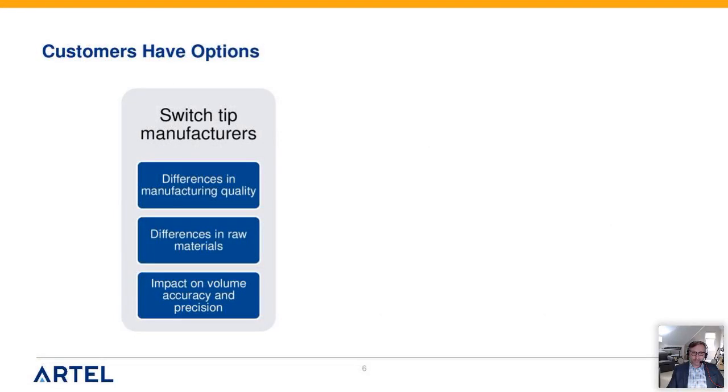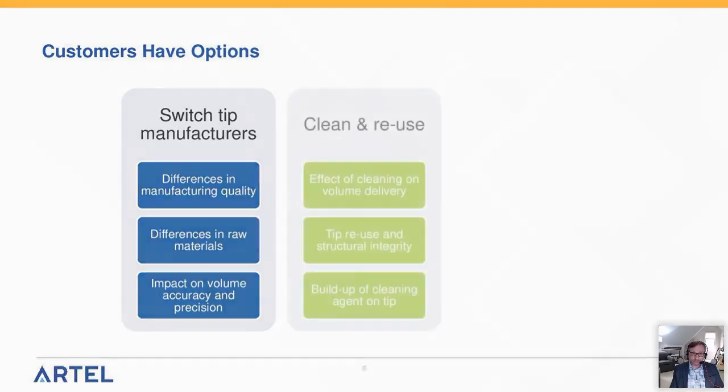Right now, again, customers have plenty of options. People are switching tip manufacturers. And again, when we do that, it's really the differences in manufacturing quality that varies a lot. There's a lot of good manufacturers out there, and there's a lot of maybe not so great manufacturers. And it's really differences in the raw materials, and we're going to talk about this. All of that, I want to really illustrate here, has an impact on your volume accuracy and precision.